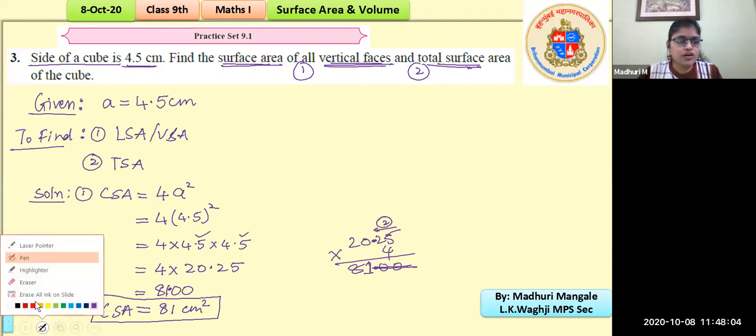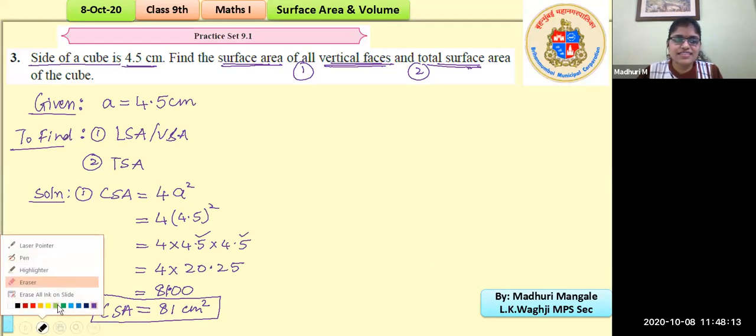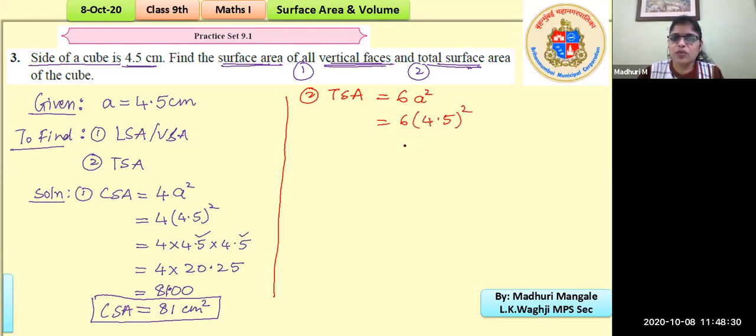And now we work on the next part, that is the total surface area. So what is the formula for total surface area? Yes, it is 6 side squared. So simply substitute the value and you will get the answer. Second part, the total surface area, which is 6a squared. So 6 times a, which is 4.5, 4.5 squared. That would be 6 times 4.5 into 4.5. Right, students? And now multiply again. Work out this part first.